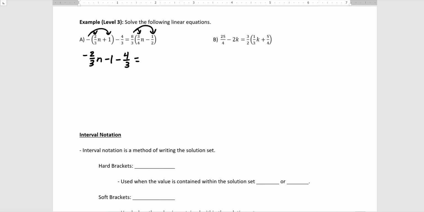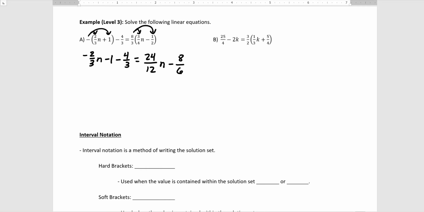8 times 3 is 24. 3 times 4 is 12 n minus 8 times 3 is 8. Or sorry, 8 times negative 1 is negative 8. 3 times 2 would be 6.